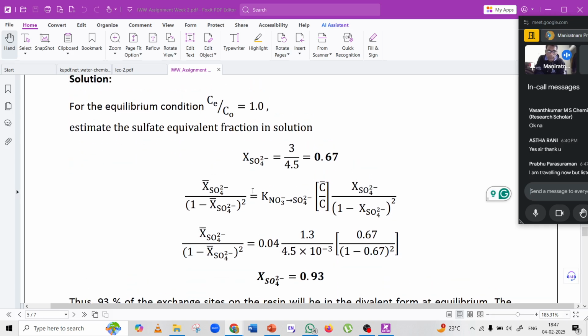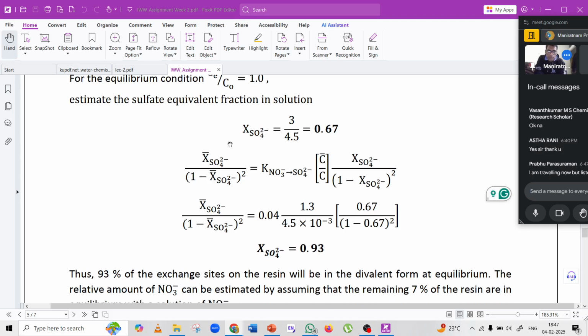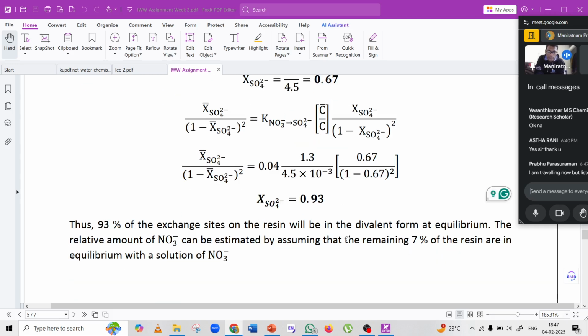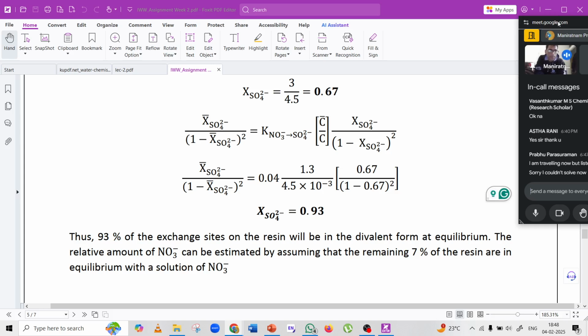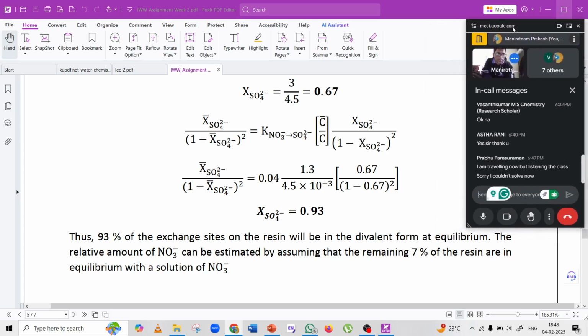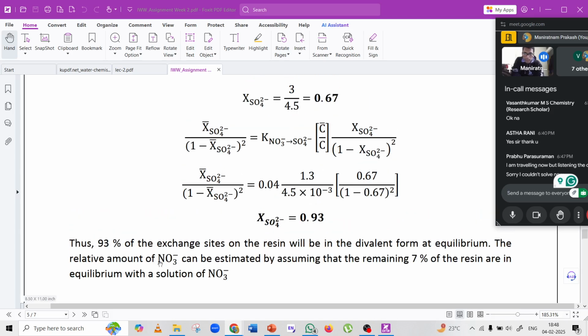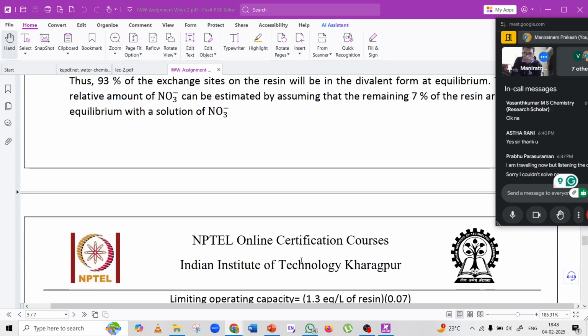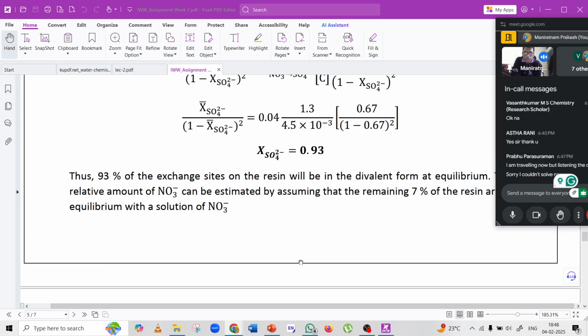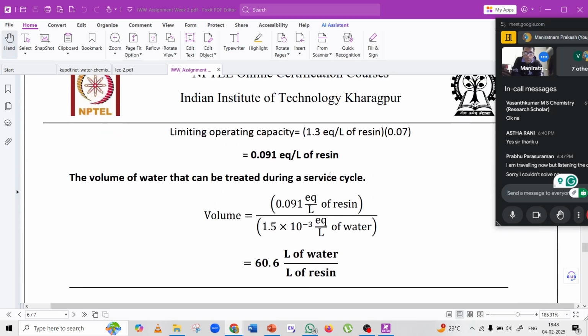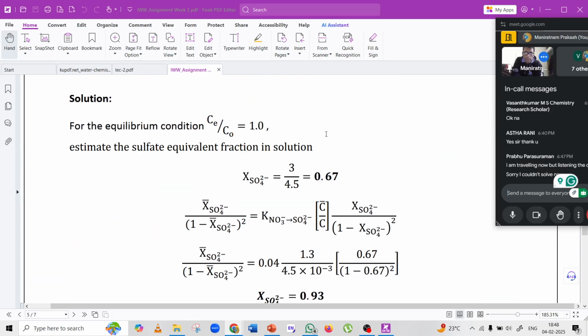Again, here you can see that first we find out the fraction, that is 0.67. Okay. Then we find out this x bar. Here it will be x bar, not x. There is a printing mistake. It will be x bar, that is 0.93. The relative amount of nitrate in equilibrium with nitrate. Again, it was a very simple question. It is 93% that is being removed.